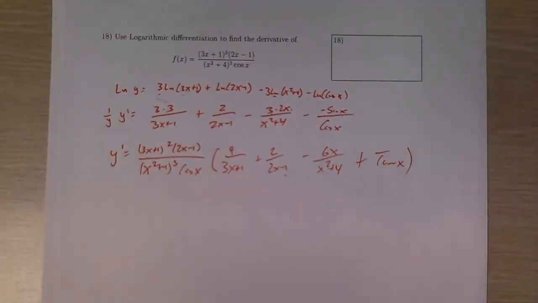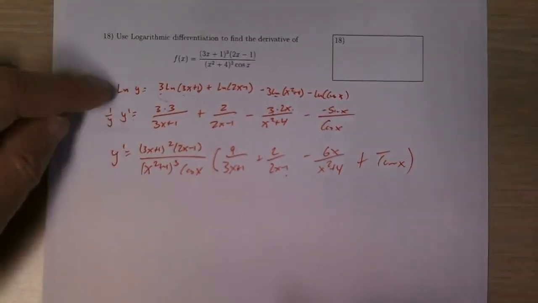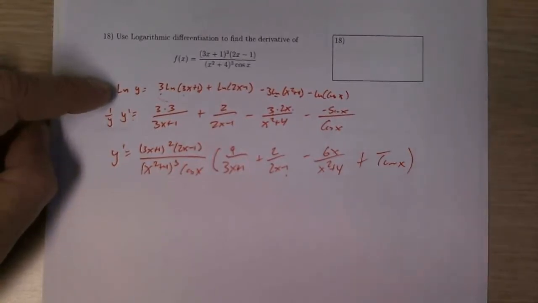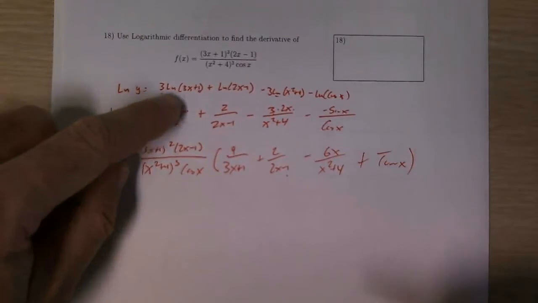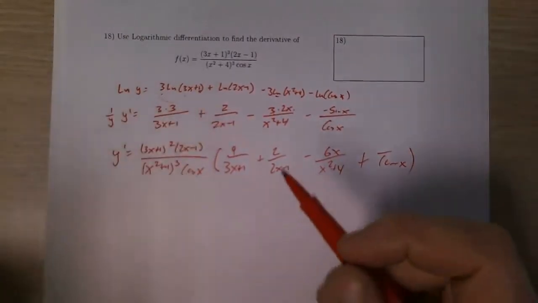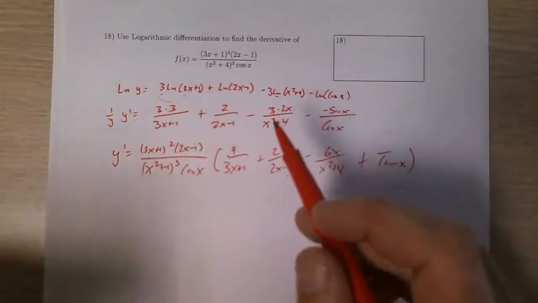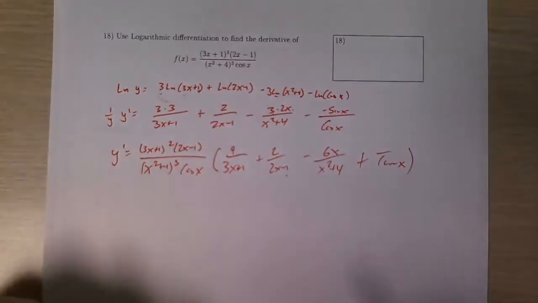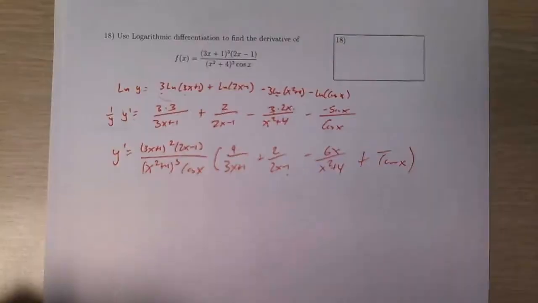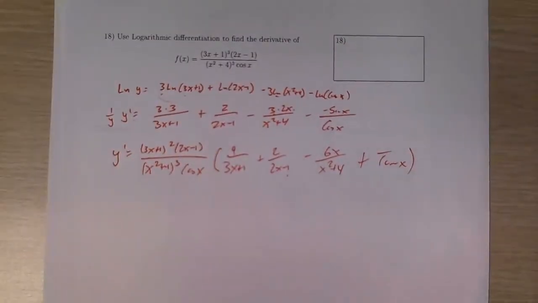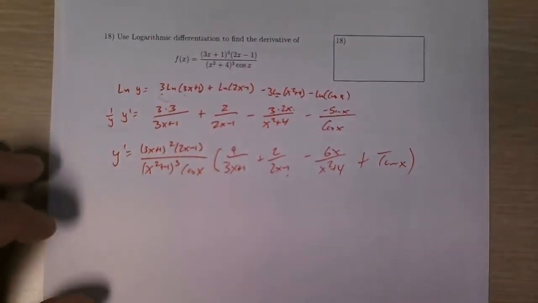Okay. Logarithmic differentiation. You take the log of both sides first. You use the properties of logs to break quotients and products into sums and differences, and you write these powers out in front as just being multiplied by constants, and it makes your life so much easier. Okay, I think that's the end of it.